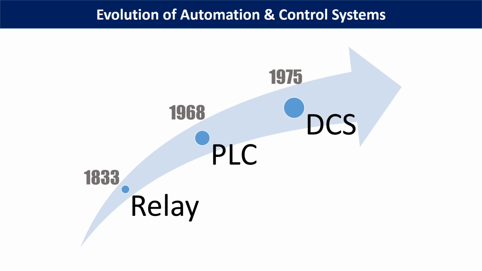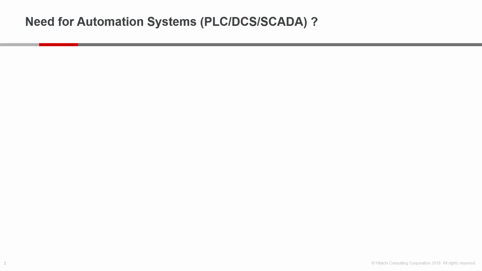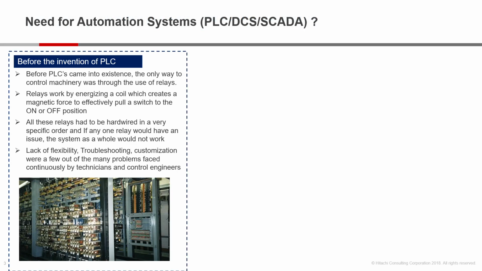So due to these issues, PLC was introduced in 1968, and then further in 1975 a distributed control system or DCS was introduced for a larger purpose. Now we'll see into what these things are in detail. Let's start with the relays.